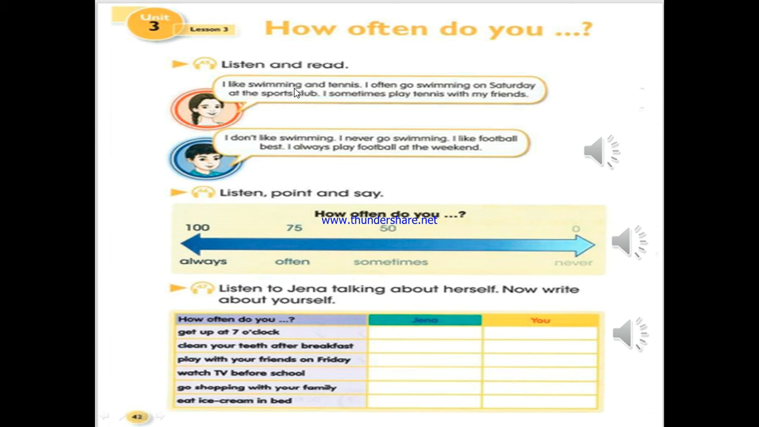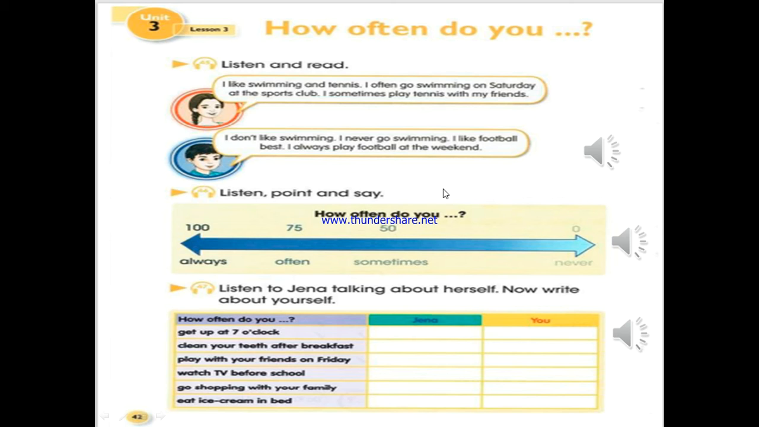I like swimming and tennis. I often go swimming on Saturday at the sports club. I sometimes play tennis with my friends. I don't like swimming. I never go swimming. I like football best. I always play football at the weekend.